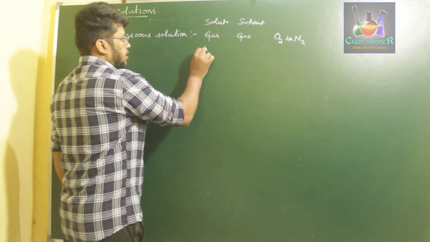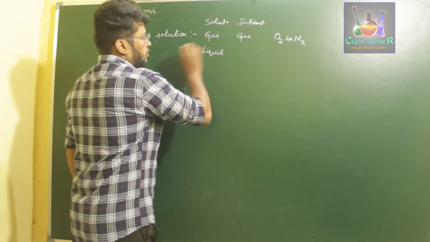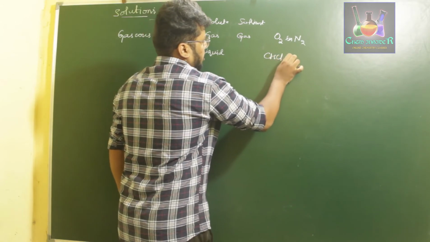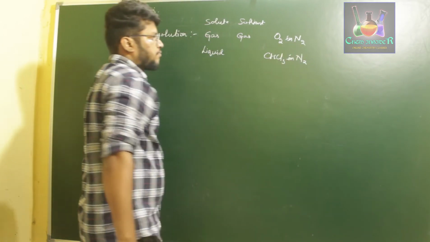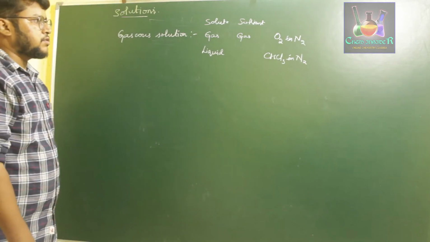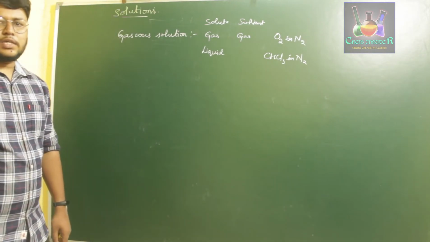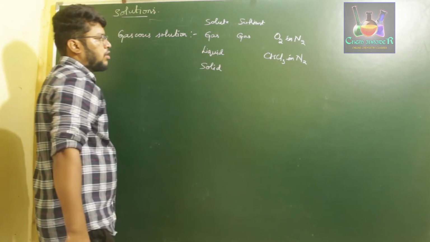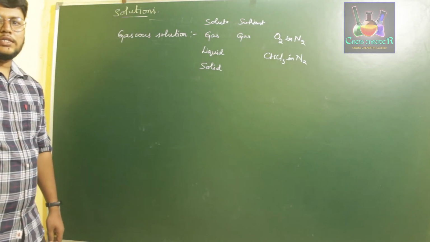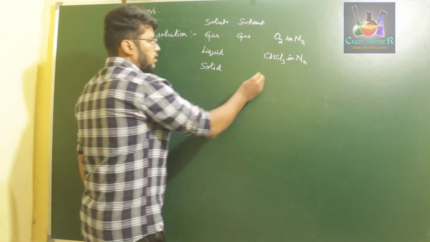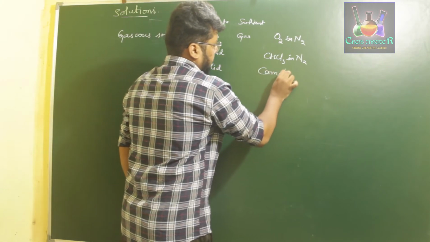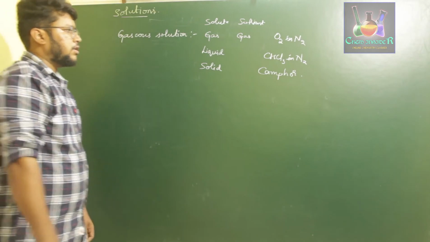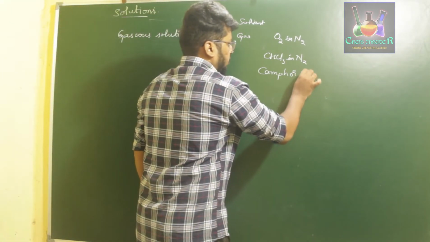Next, if the solute is liquid, you can consider the example of chloroform, CHCl3, in nitrogen gas. Chloroform is a liquid, so we dissolve the liquid in nitrogen gas to form chloroform gas, which gives us anesthesia. Next, solid in gas. For a solid in gas, we can consider camphor, which your father uses while praying. When camphor is dissolved in nitrogen gas, it gives away the aroma.